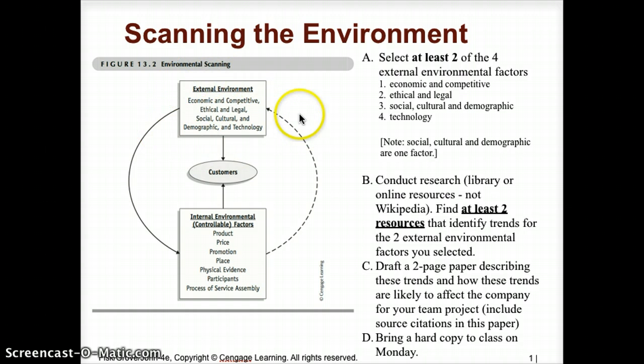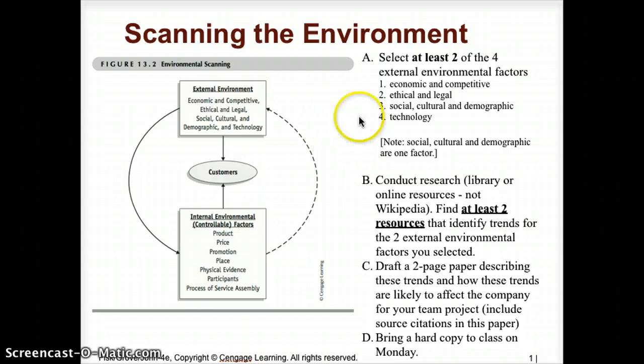So things that happen in our external environment are likely to have an impact on our service offering, right? How we price it, how we might promote it, where we distribute it, and the physical evidence or the actual setting, our customers, participants, and including employees, and our process of service assembly. All of these factors that marketers control because you decide what they're going to be are impacted by and may have an impact on these external environmental factors, okay?